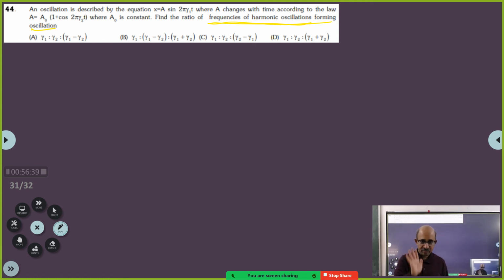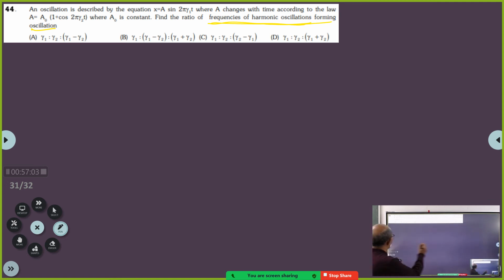Harmonic oscillator, there is a definition for that. Now listen, the word harmonic. If you can represent an oscillator by a sinusoidal function or a cosinusoidal function or a combination of all this, then it is called harmonic oscillation. Correct?